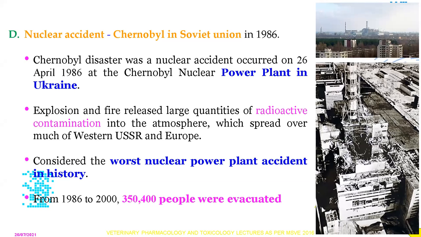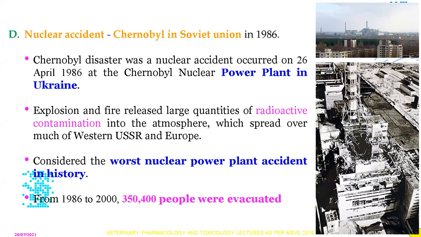Then it went on for so many years that radioactive contamination was spread into the atmosphere. It affected many people, and many of them lost their lives. It also spread over much of the Western USSR, and many countries of Europe. Such a very big disaster. So this is considered the worst nuclear power plant accident in history when compared by the death toll.